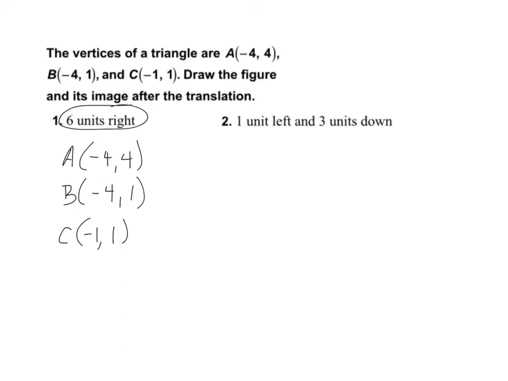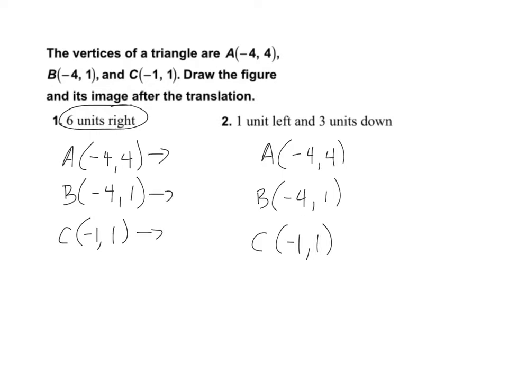We're going to do the same thing for number 2. We're going to use the exact same points: A is (-4, 4), B is (-4, 1), C, once again, is (-1, 1). Let's see if you can figure out what those would be after the transformation. So pause the video now and give these a shot.